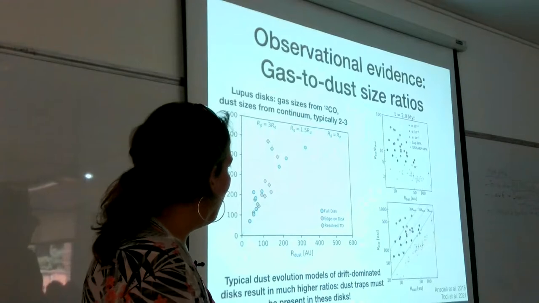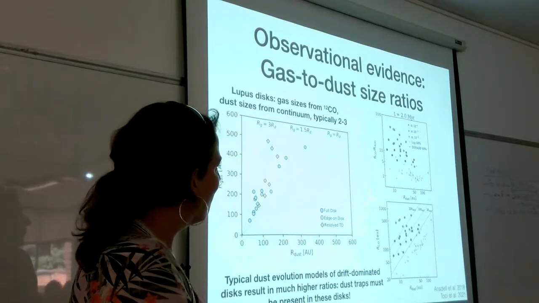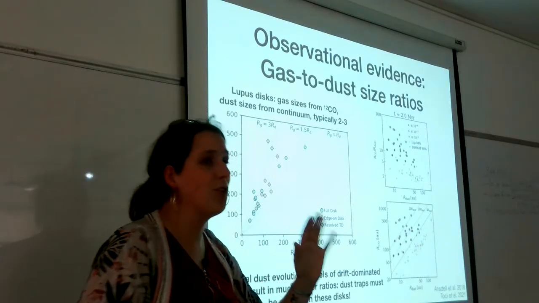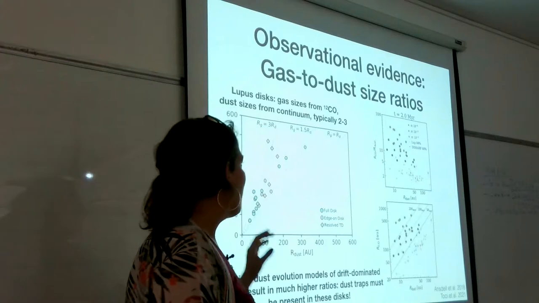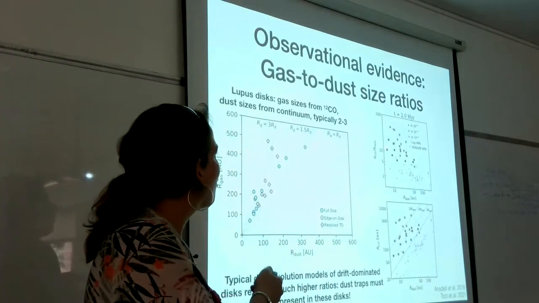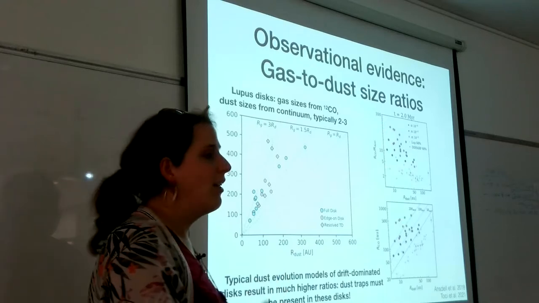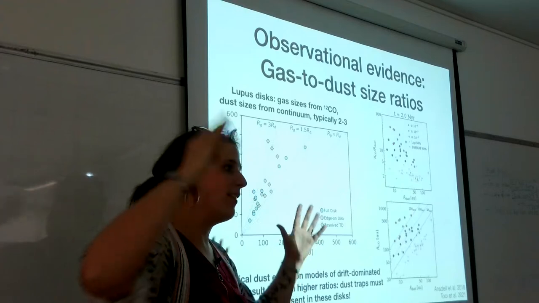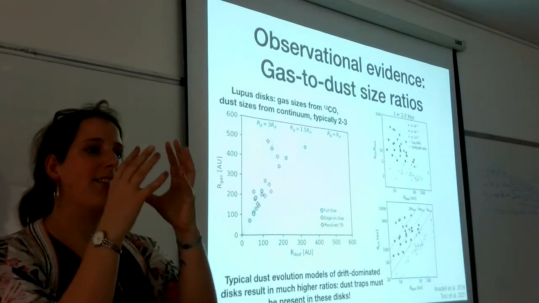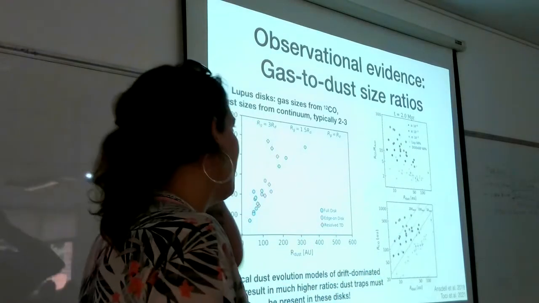And so in this case, the data points are shown in gray. So also here, the gas to dust size ratio is about a factor 2 to 3. The problem is that drift models predict ratios of about 5 to 10 or even 20 or 30, so all these color points. So drift models predict that within a few million years, your dust disk is only 10% of the gas disk size. And this is not what we are observing.